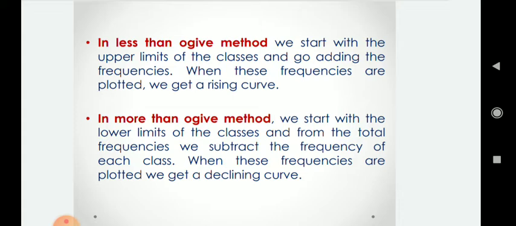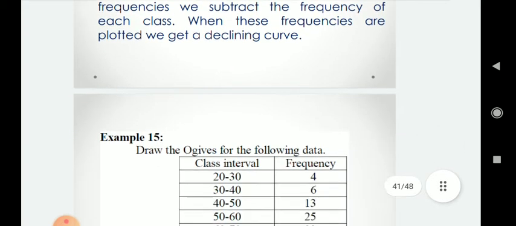And if they ask you to draw a more than ogive, then you should start from the lower limits of the classes, and from the total frequency we subtract the frequency of each class. So it is opposite to less than ogive, and it will be a curve moving downwards from left to right. We'll see how to draw this.